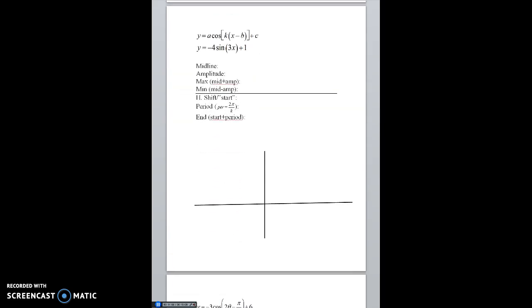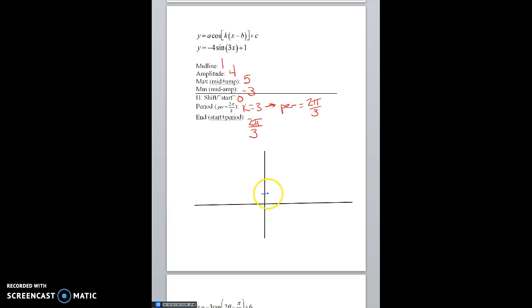Okay, so next example. Midline is 1, amplitude is 4, means the max is going to be 5, the minimum is going to be -3. There is no horizontal shift, so it's going to start at 0. Here in this problem, k is 3, which means that the period is 2 pi over 3. So the cycle will start at 0. When we add the period, we get that the cycle will end at 2 pi over 3.